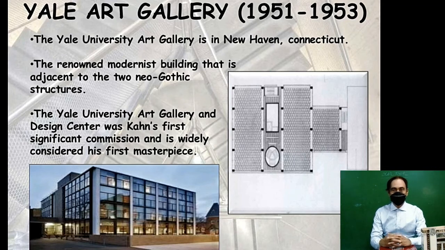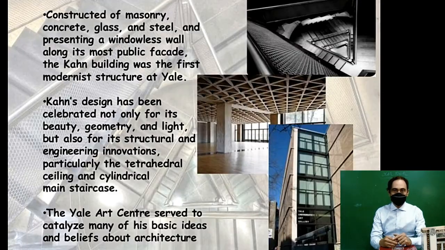The Yale University Art Gallery and Design Center was Kahn's first significant commission and is widely considered his first masterpiece. Constructed of masonry, concrete, glass, and steel, and presenting a windowless wall along its most public facade, the Kahn building was the first modernist structure at Yale. Kahn's design has been celebrated not only for its beauty, geometry, and light, but also for its structural and engineering innovation. The Yale Art Center served to catalyze many of his basic ideas and beliefs about architecture.